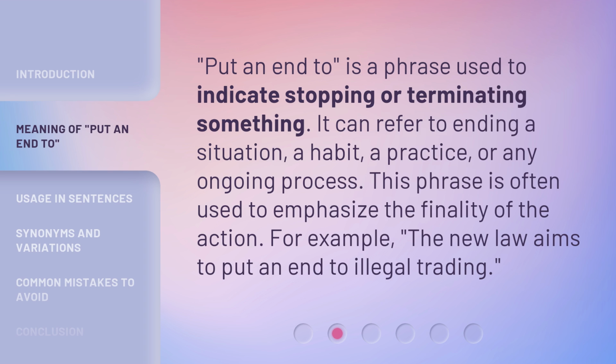Put an end to is a phrase used to indicate stopping or terminating something. It can refer to ending a situation, a habit, a practice, or any ongoing process. This phrase is often used to emphasize the finality of the action. For example, the new law aims to put an end to illegal trading.